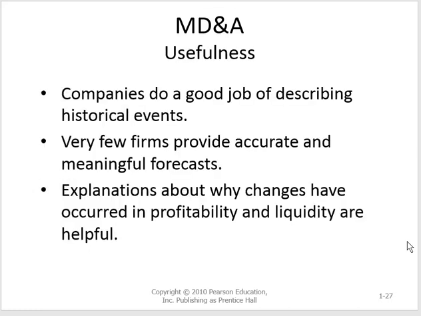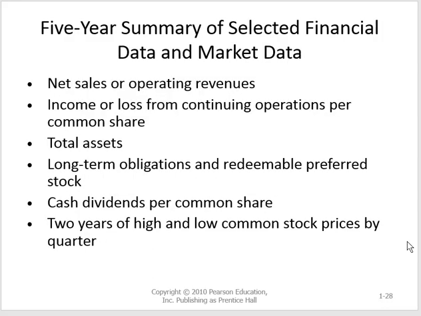Companies do a good job of describing the historical events, but it's very difficult for them to provide accurate and meaningful forecasts of the future. So explanations about why changes have happened are probably helpful, but the company and its explanation of what this might mean moving forward, again, now we're talking about uncertainty. We're talking about them predicting what this means.